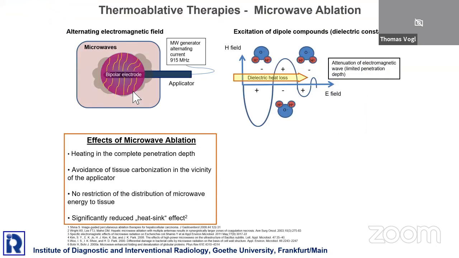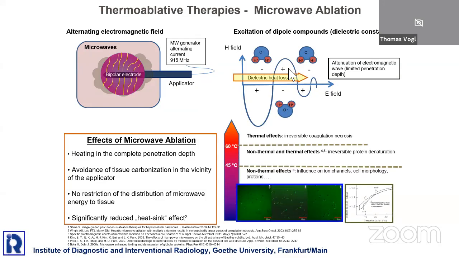I mainly want to focus on clinical data, but just to give you, for those not so experienced with microwave ablation, the good thing with microwave ablation is that we avoid tissue carbonization, and especially in the lung, this technology is working very well. It's nearly painless in comparison to RFA, and of course, what you have to achieve is at least a temperature of 60 degrees and more.